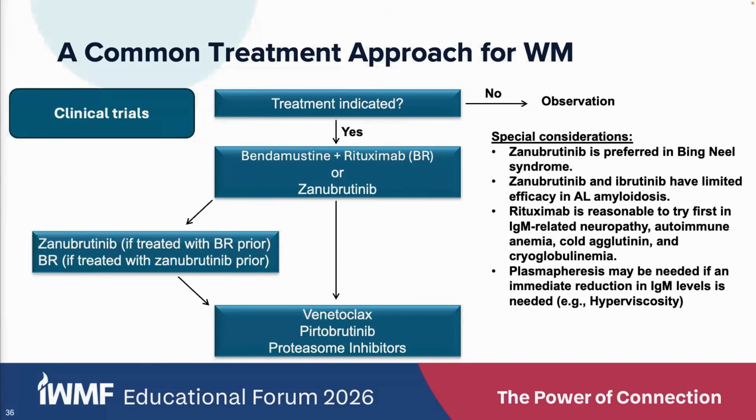And then if we start with one and the lymphoma doesn't respond or comes back, starts growing again, we typically go to the other one as long as the patient is able to receive the other one. After that, these are probably the most commonly used drugs other than BR and Xanu. So venetoclax, which I didn't mention because that's not a treatment for newly diagnosed patients, and then pirtobrutinib, the other BTK inhibitor, and then the proteasome inhibitors.